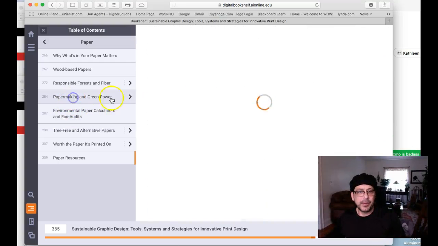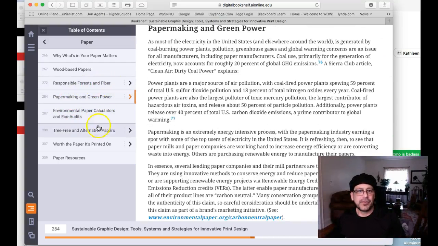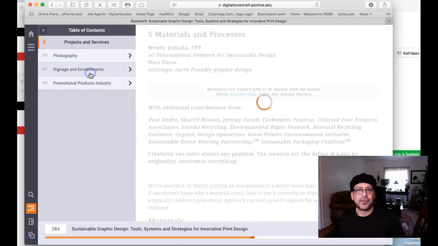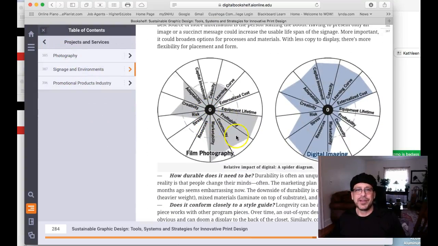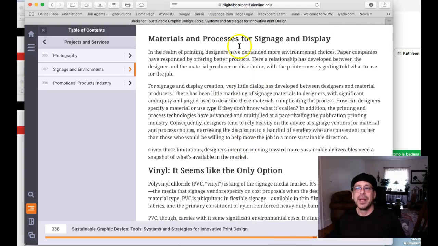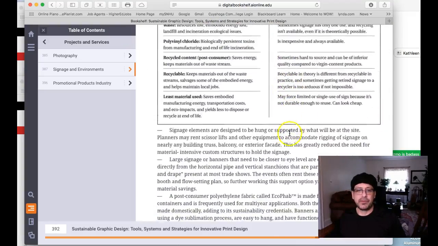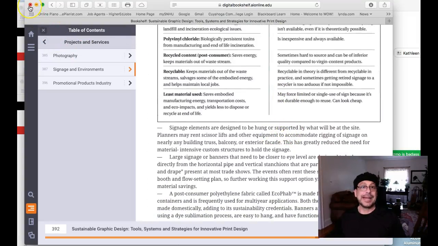Here's all your paper-making ingredients, your responsible forests and fiber, and guess what? If we go back here, we have products and services. So over here, you have all sorts of things that can help you. Look, here's a carbon footprint of digital photography versus film photography, materials and processes for signage and display. The book is a wonderful resource, and I'm pushing on 15 minutes, so I have to cut it short.